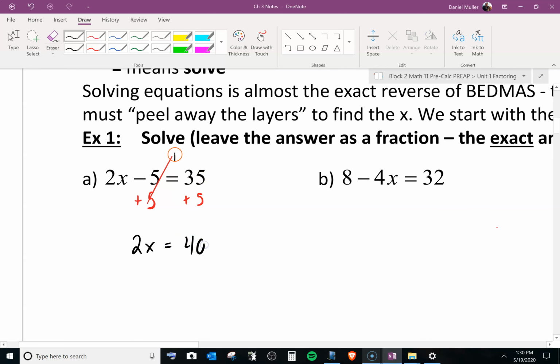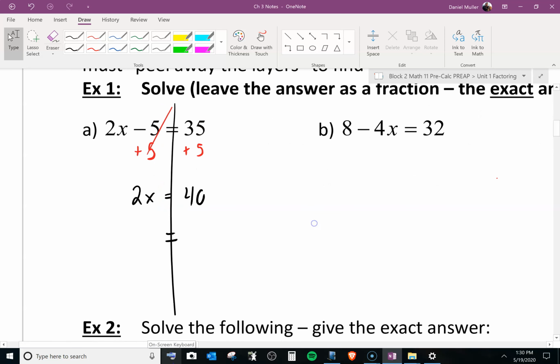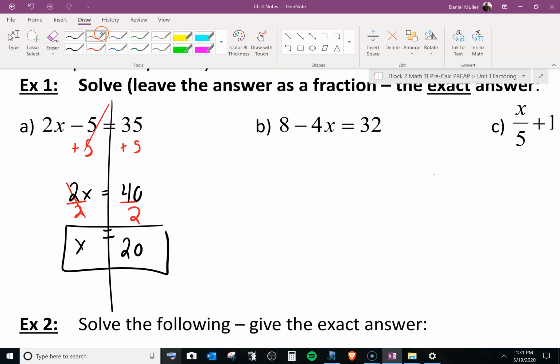I like to keep this little line here where the equal sign will always be. And then I can divide by 2, cross out that, so x is equal to 20. And you could check, you could put 20 back in here. 2 times 20 would be 40. 40 minus 5 is indeed 35. So x equals 20 is our answer.